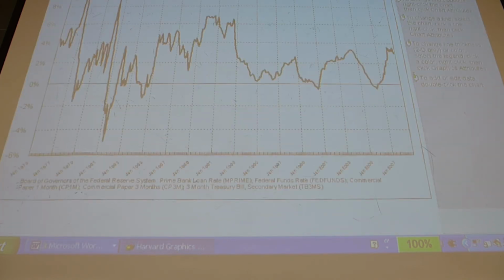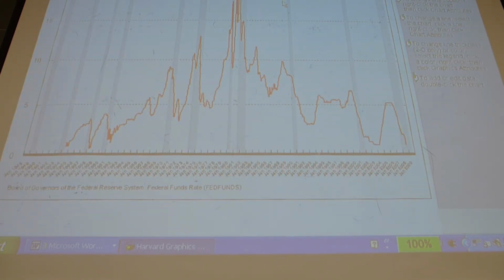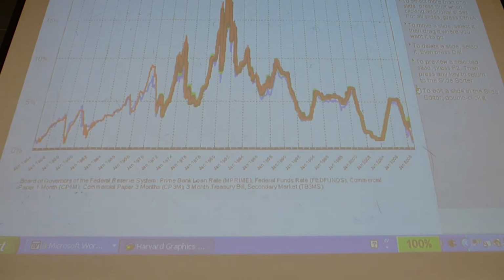U.S. interest rates. Okay, Bank of Canada rates very similar. There's the U.S. interest rate. See it? Now let me see if I've got one here comparing it. Okay, I need this thing. Price cycles.